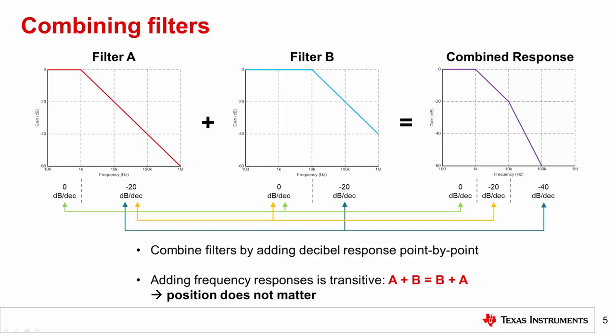Note that the combined response looks like filter A until approximately 10 kHz, where it begins to roll off at -40 dB per decade. Also note that while only simple first-order low-pass filters are shown here, combining filters of any type can be completed using this technique, assuming that each plot is expressed in decibels. Moreover, this technique can be applied to more than two filters. Also, since you are adding point by point, the position of filter A compared to filter B does not matter.